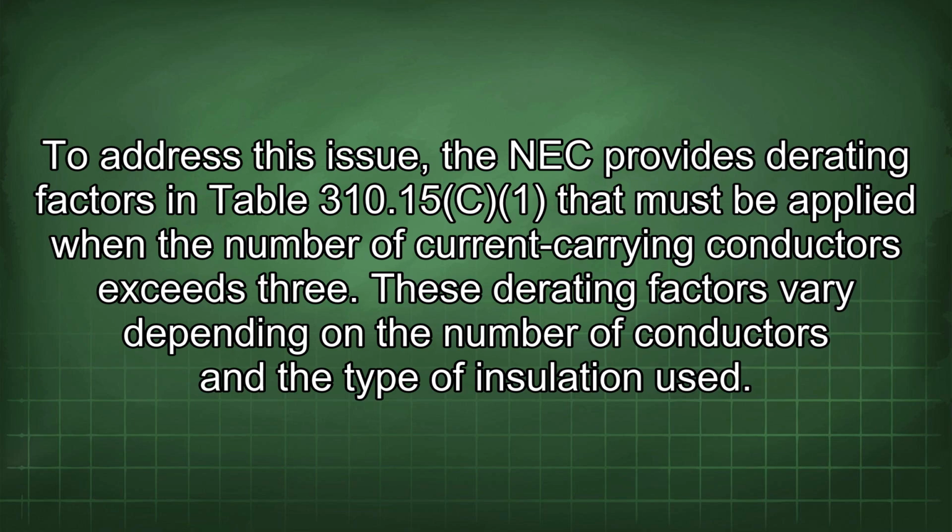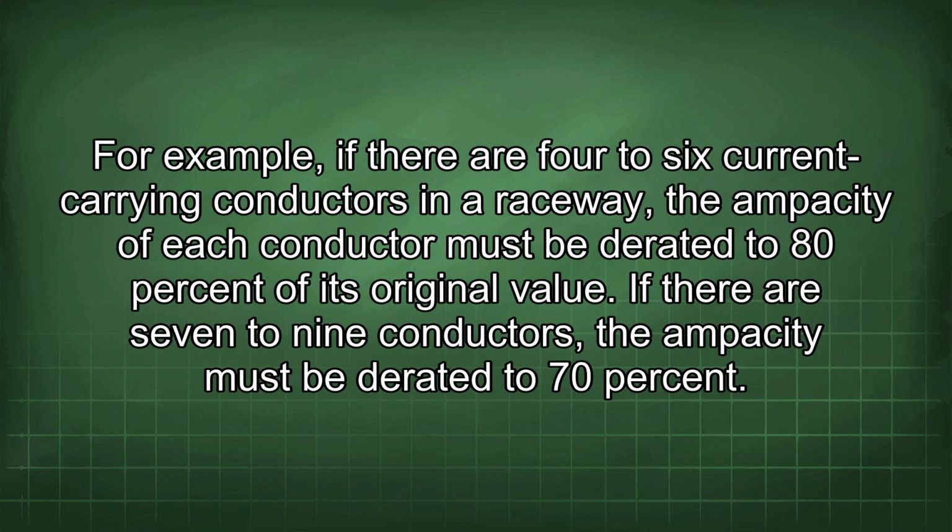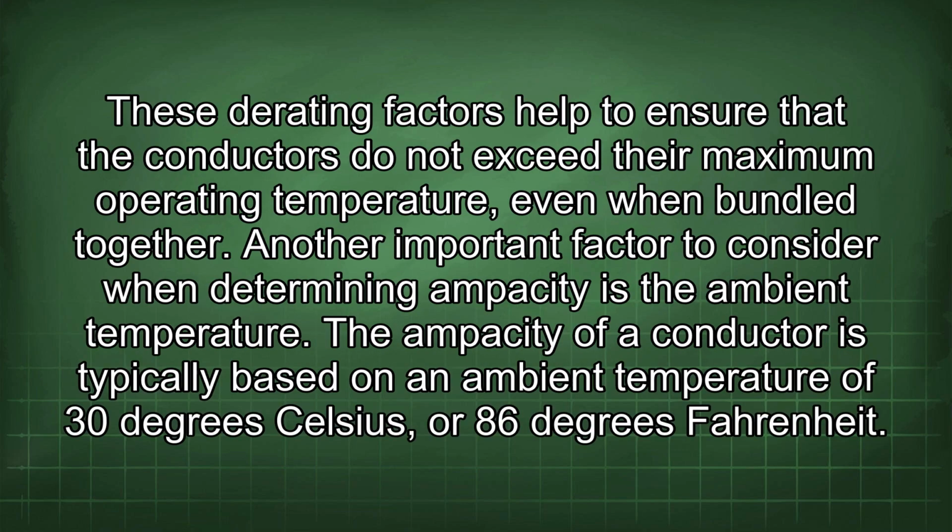To address this issue, the NEC provides derating factors in Table 310.15(C)(1) that must be applied when the number of current-carrying conductors exceeds 3. These derating factors vary depending on the number of conductors and the type of insulation used. For example, if there are 4 to 6 current-carrying conductors in a raceway, the ampacity of each conductor must be derated to 80% of its original value. If there are 7 to 9 conductors, the ampacity must be derated to 70%. These derating factors help to ensure that the conductors do not exceed their maximum operating temperature even when bundled together.